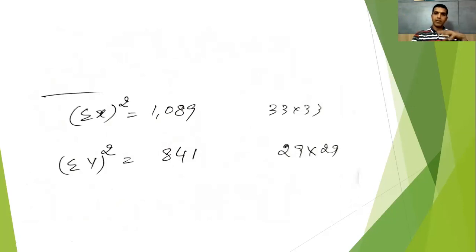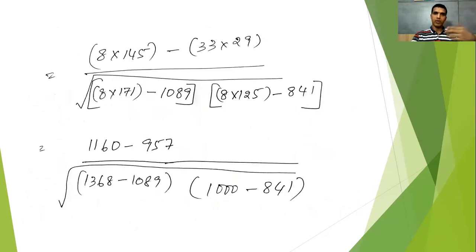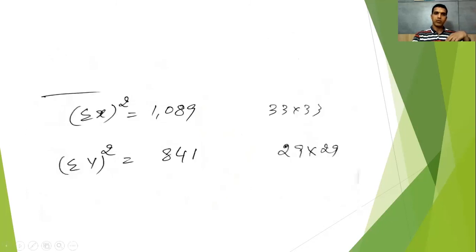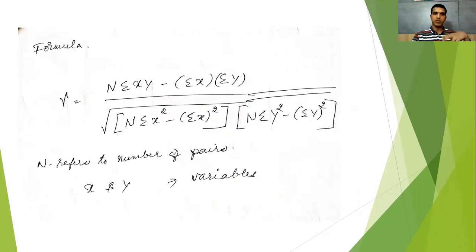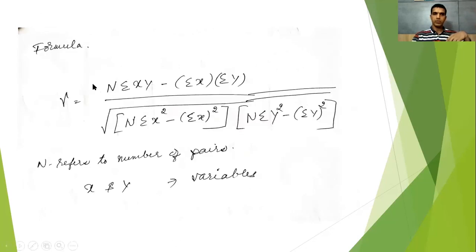Now you put the entire data that we have calculated into the formula. So what is the formula? Once again, let me go back to the formula. This is the formula, if you can see. It's n sigma xy minus sigma x into sigma y, divided by root of n sigma x square minus sigma x whole square, into n sigma y square minus sigma y whole square.